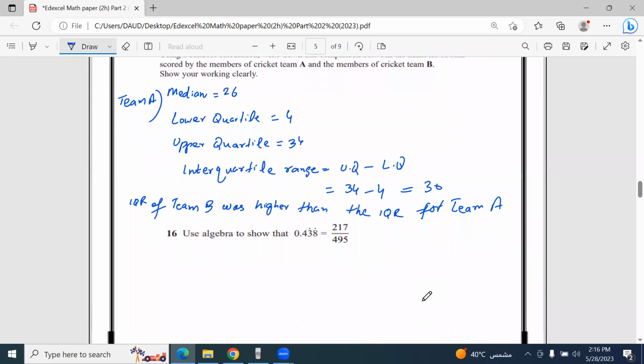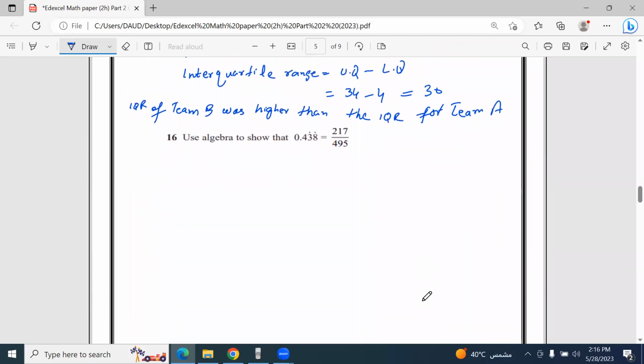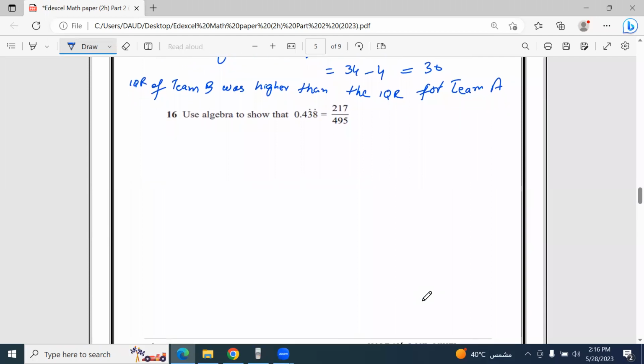Next question: use algebra to show how the recurring number changes into a fraction. Suppose x is 0.43 with 8 recurring, where 3 and 8 are repeating. So x is 0.438383 and so on, but that is enough. The repetition is 38. If I move the point 3 places right, I have to multiply both sides by 1000.